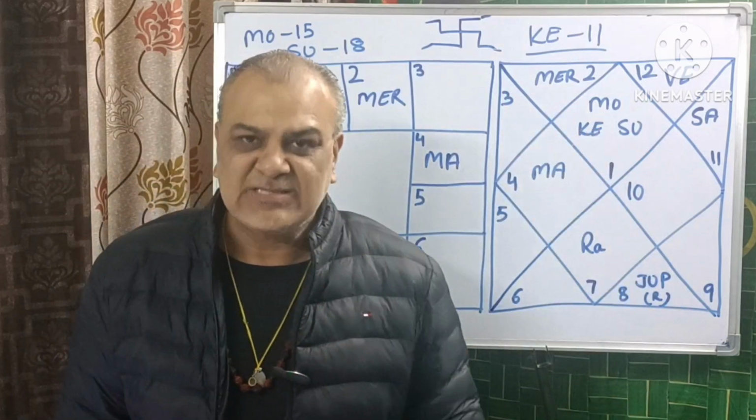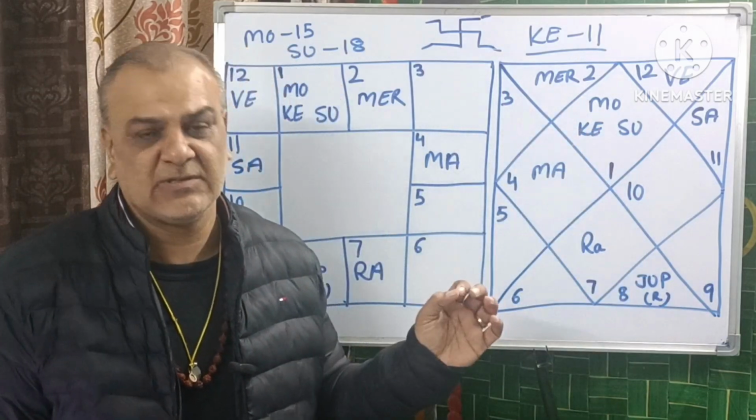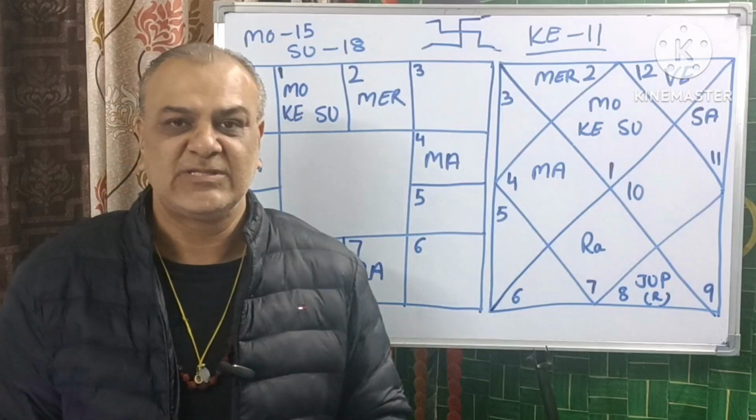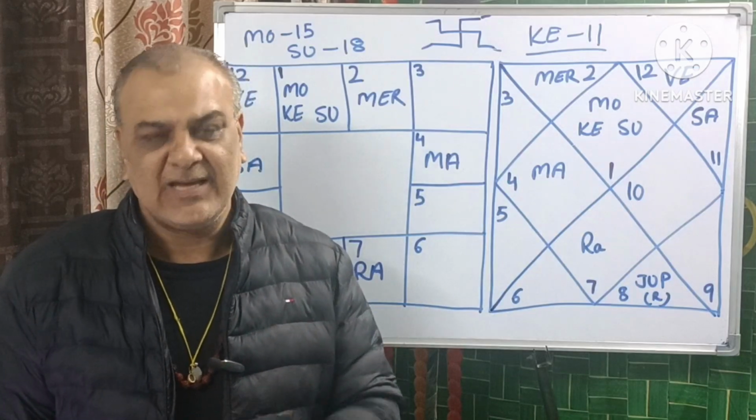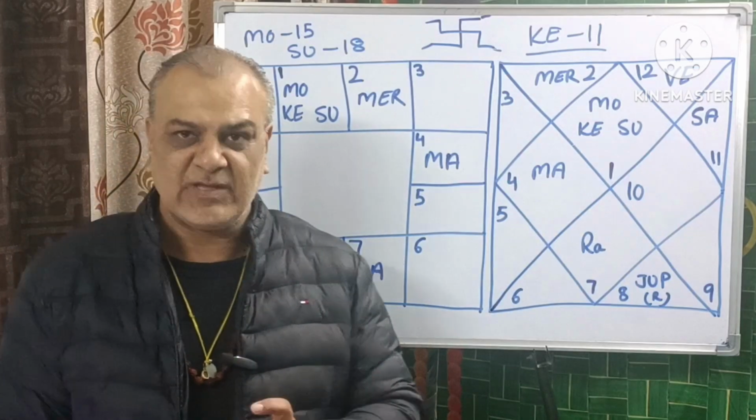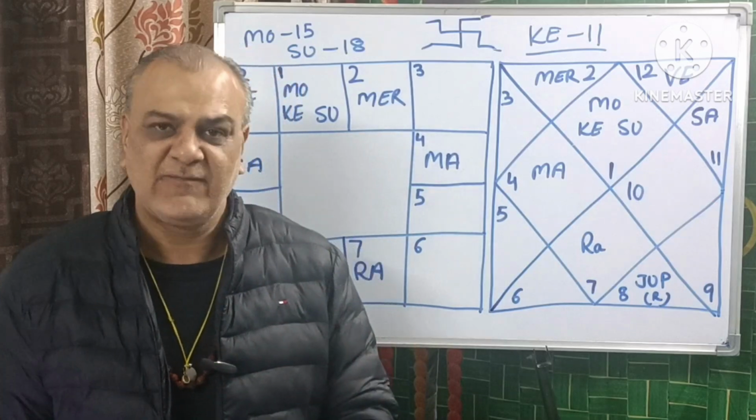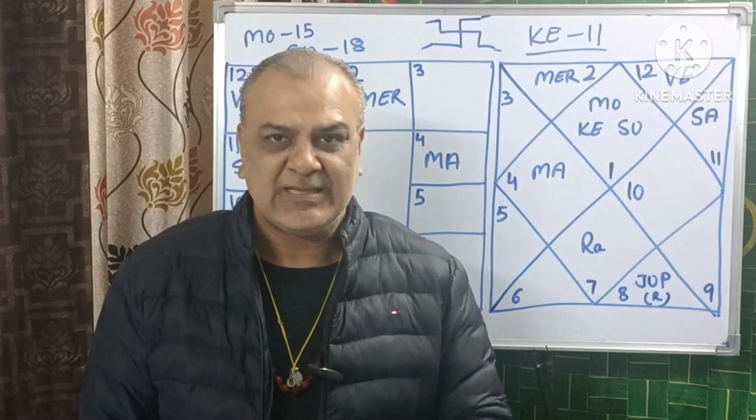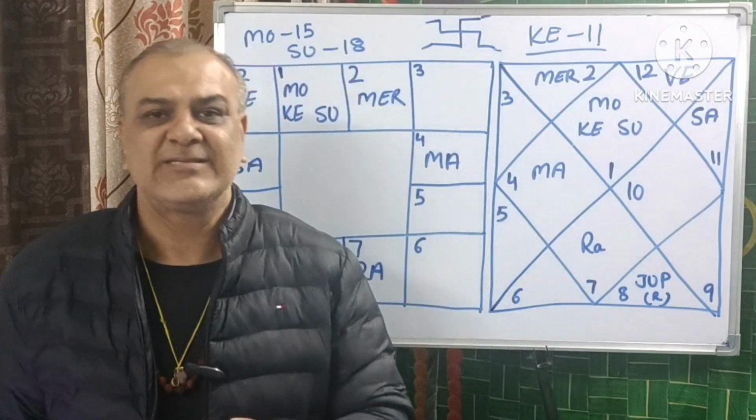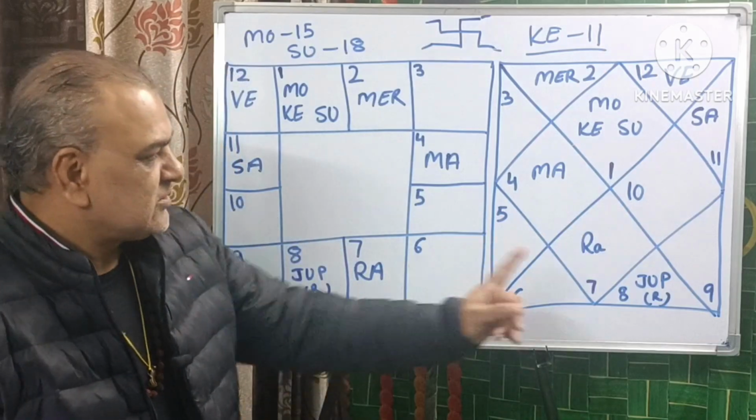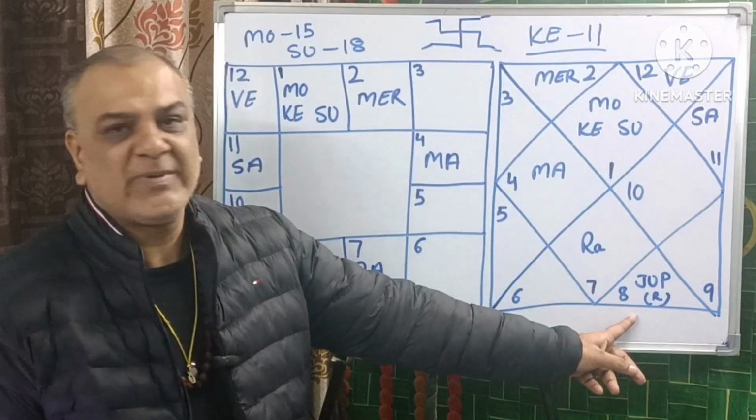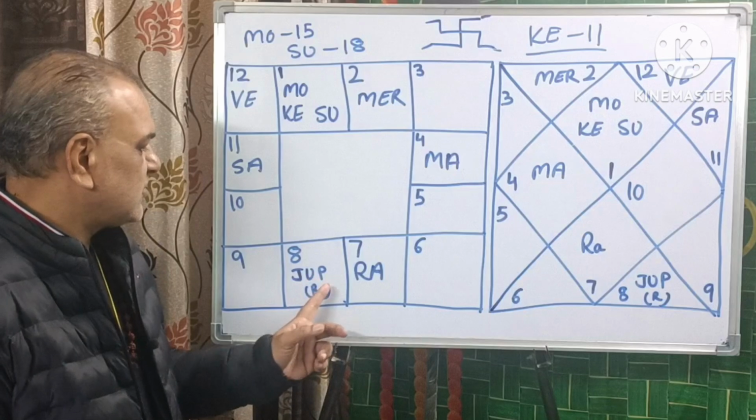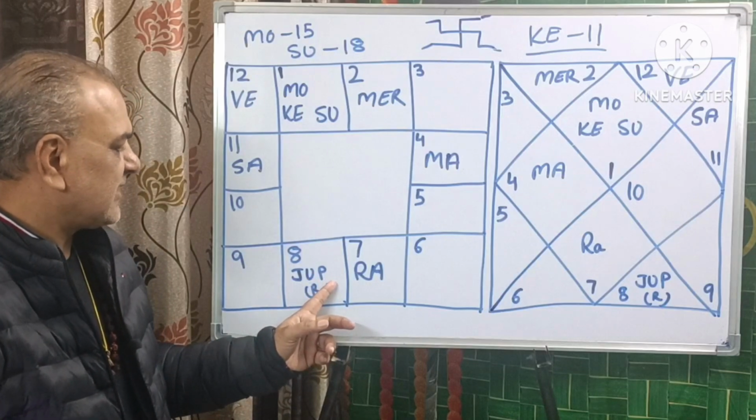Now, what remedies were done? What remedies were done in this birth chart, and this helped both husband and wife. They gave wisdom to both husband and wife, and ultimately they reconciled and started staying together. So in this birth chart, you will see Jupiter is retro. Here also you will see Jupiter is retro.